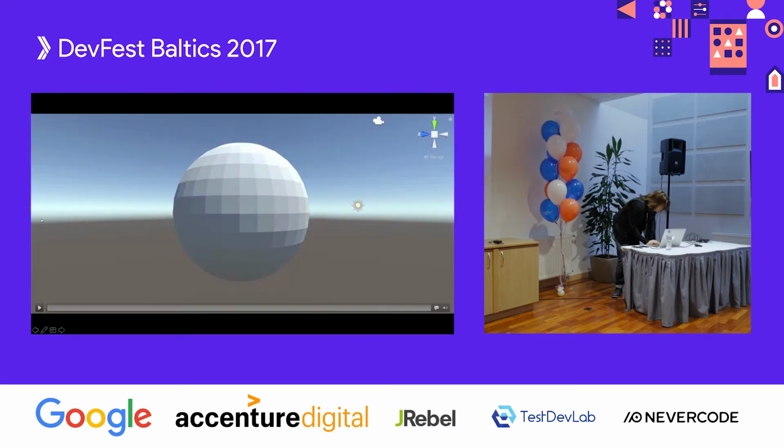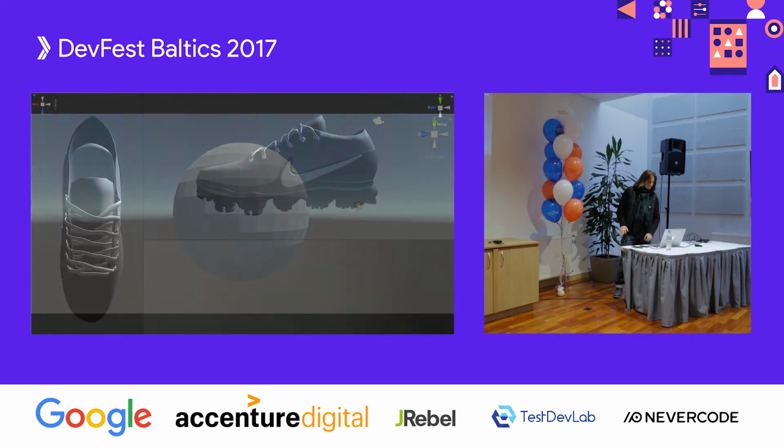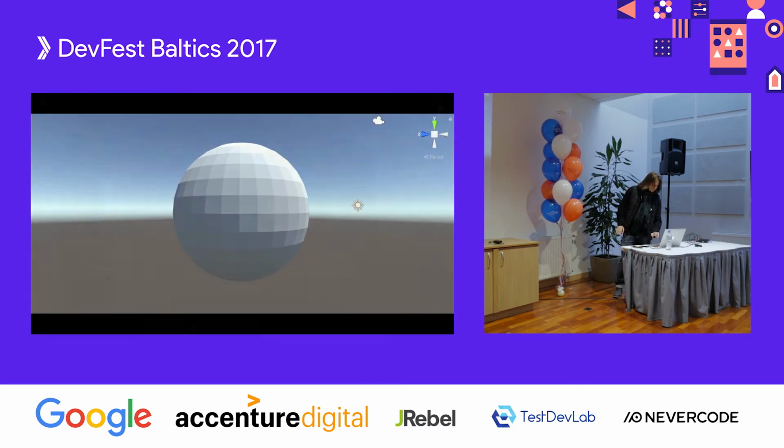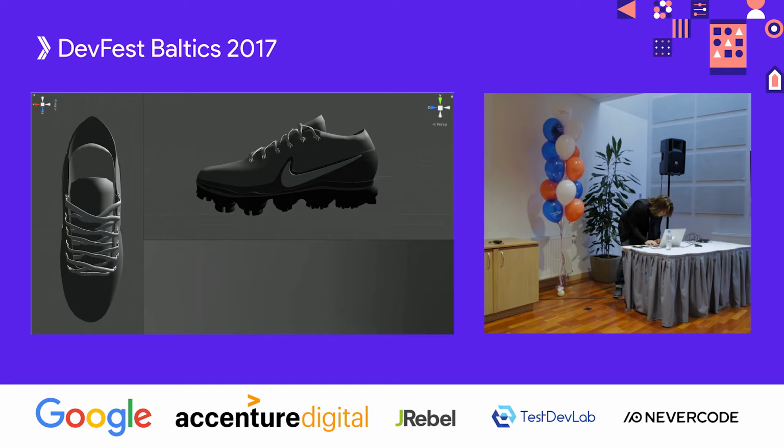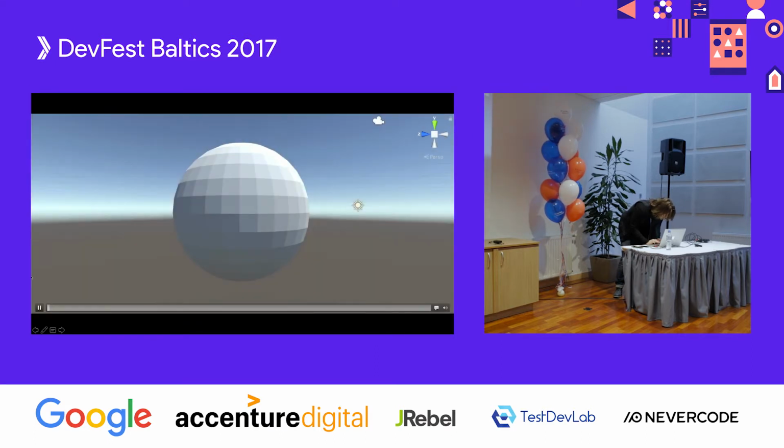So if we apply this normal map to a low polygonal sphere, we don't actually change its color. We change the way light behaves when it's touching the surface of the model. So it's hard to move when we don't have a cursor.